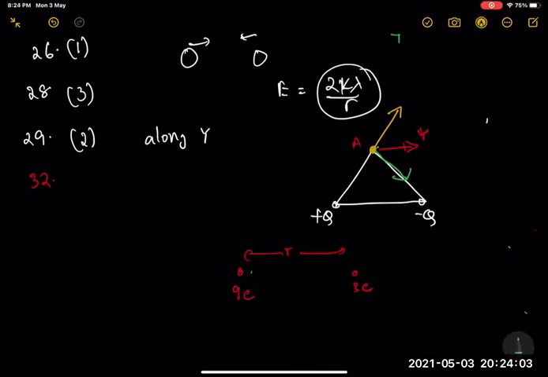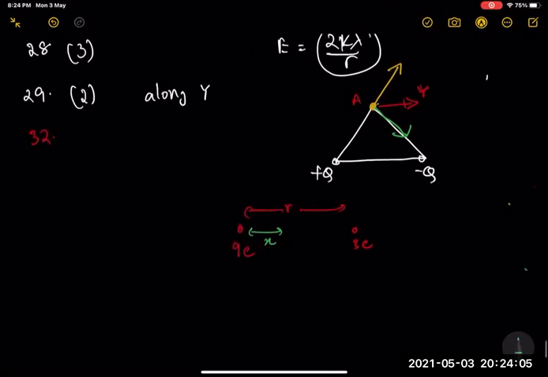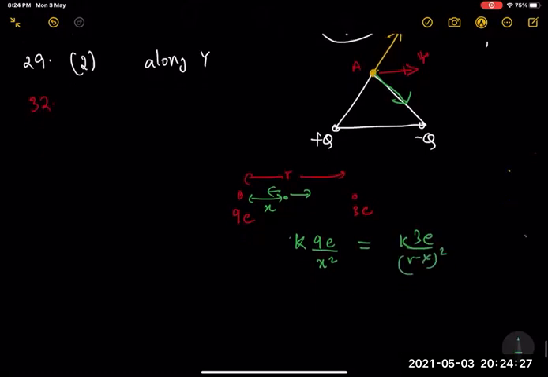So see, let it be X distance. So electric field due to 9E will be like this, due to 3E will be like this. So electric field due to the 9E will be K 9E by X square. This will be equal to K 3E by R minus X whole square. Fine. So if you cut this, you get 9 by 3, which is 3, is equal to X by R minus X the whole square.